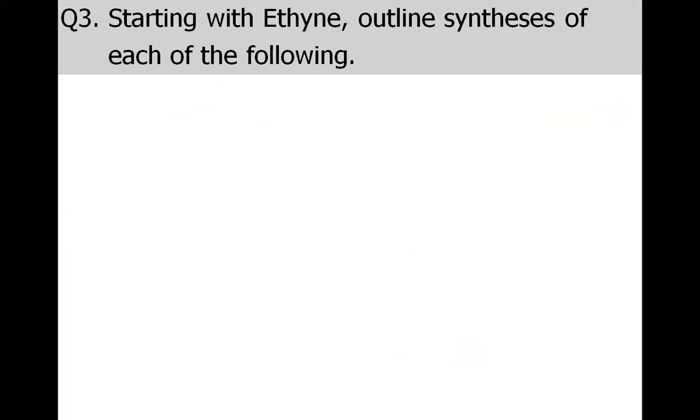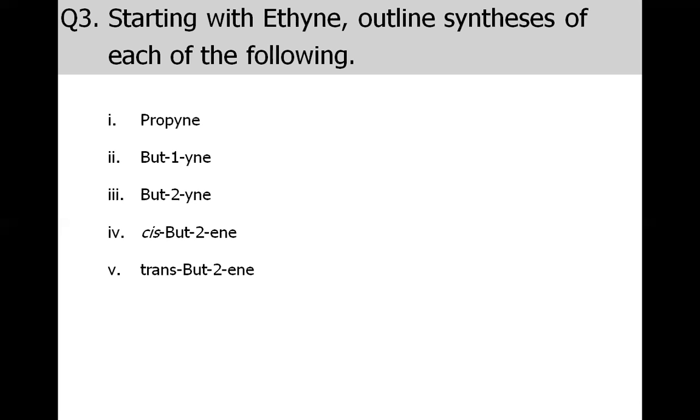Now let us discuss question 3. It says, starting with ethyne, give the synthesis route for the following 5 molecules. Topology.